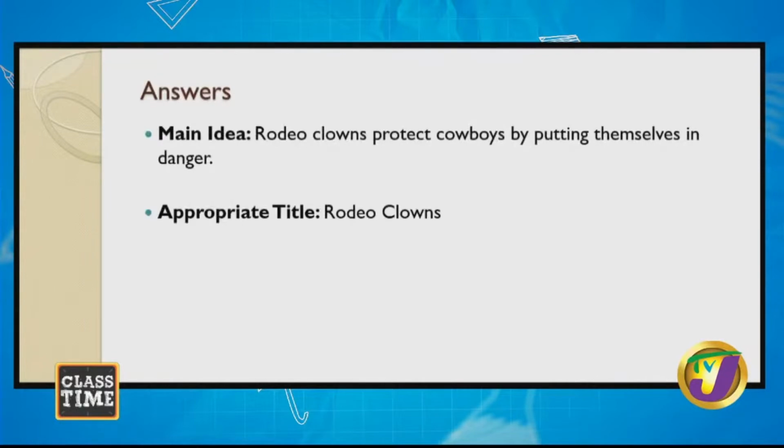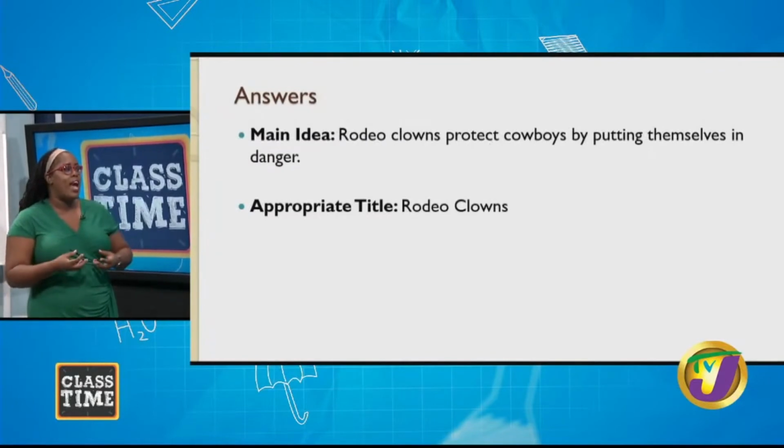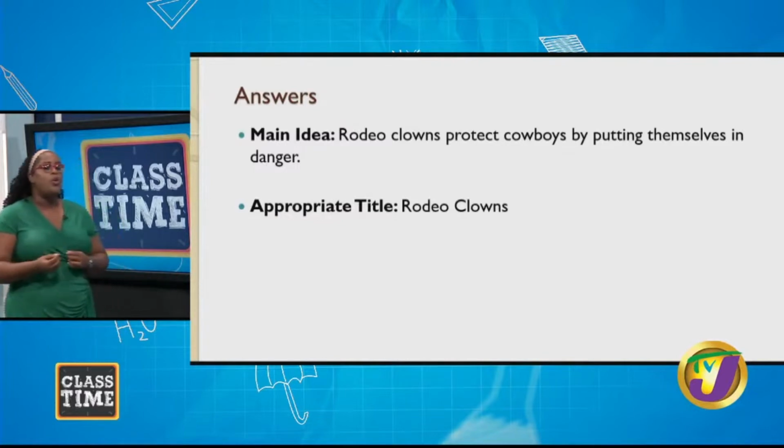Now, based on my understanding of the paragraph, I was able to determine the main idea, right? And the main idea is rodeo clowns protect cowboys by putting themselves in danger. Now remember that the main idea should be expressed in a complete sentence. Please remember, express the main idea in a complete sentence. And the appropriate title is rodeo clowns.